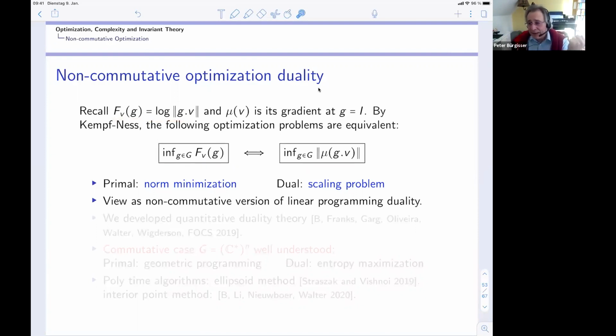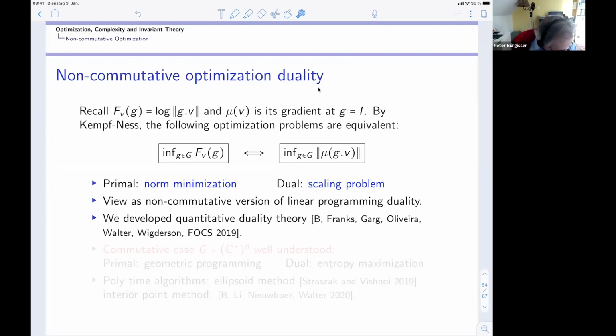On the one hand, you minimize the norm, but this is equivalent to saying I want to find a point in the orbit where the gradient is 0, and vice versa. So they're completely equivalent. I like to view the left one as the primal problem and the right one as the dual. For some reason, the dual is called the scaling problem, because all these algorithms were there already and people talked about scaling. So this is some kind of non-commutative version of linear programming duality. One thing that we did in the paper, non-algorithmically, was to develop a quantitative duality theory. Say you have G dot V and the norm is already quite small. Then you would like to infer that you are close to the optimum, but how close? This can be turned into inequalities, and that's what we did, in both directions.